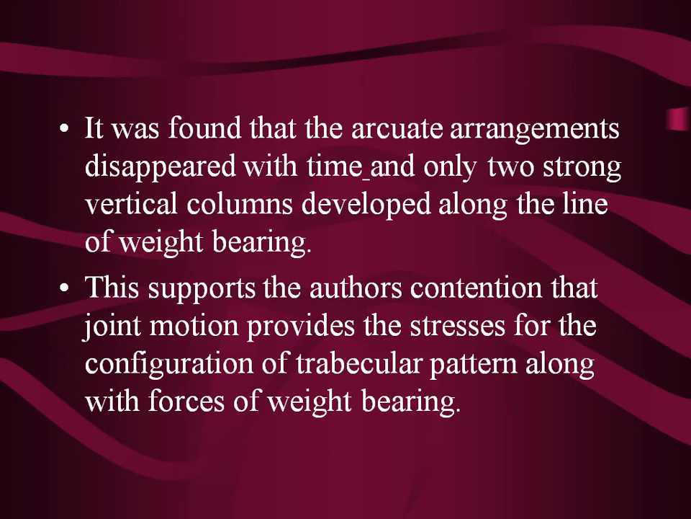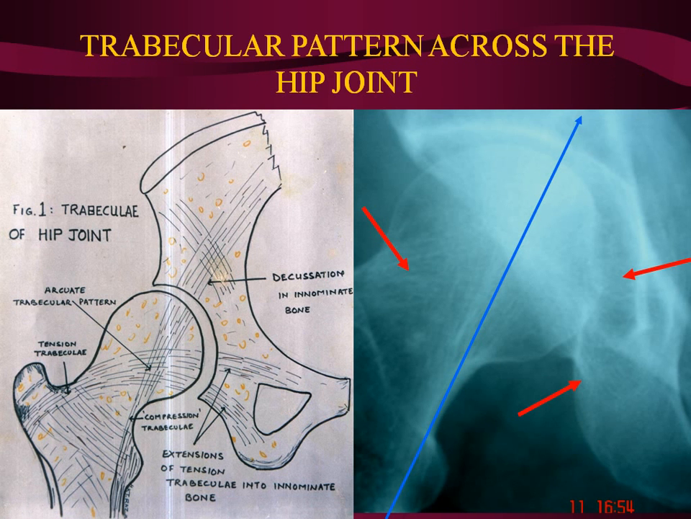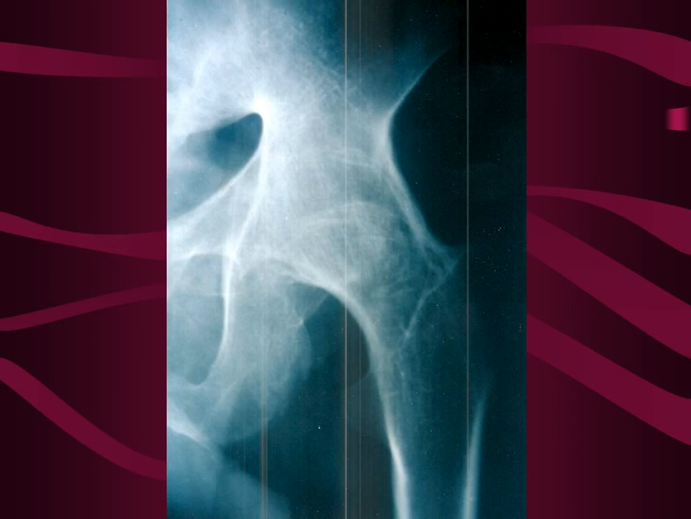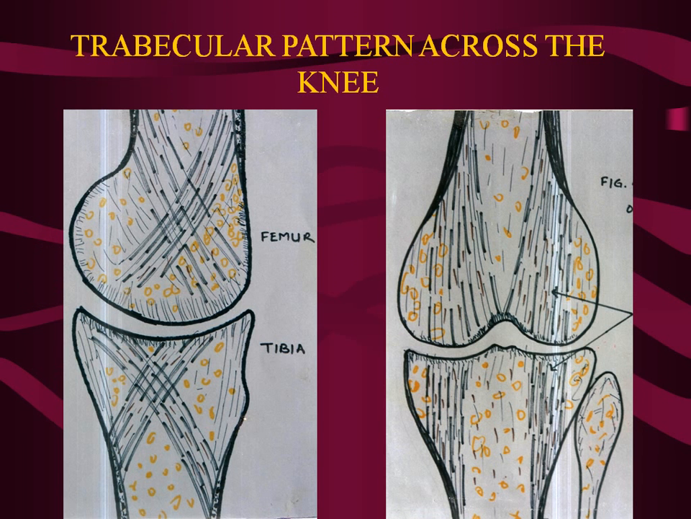And we studied what happens in ankylosed joints. Once you see this, we found that this pattern is lost. Now you see here, you don't have any tension trabeculae over here, but you have a column of compression trabeculae straight down like that and from the medial side. So it disappears over a period of time. So these are actually not inbuilt, but they are because of the forces of movements occurring over there. So you see this, the tension trabeculae disappear.